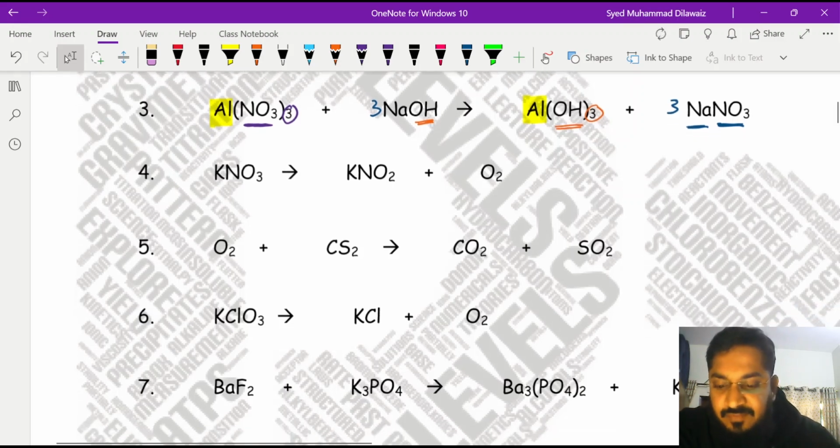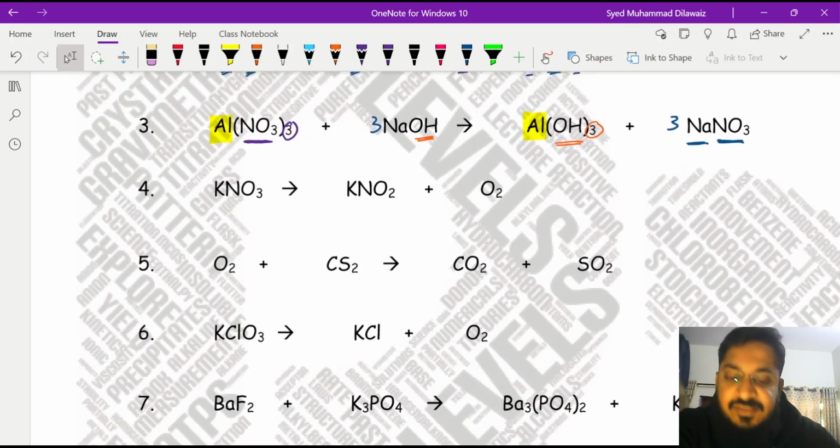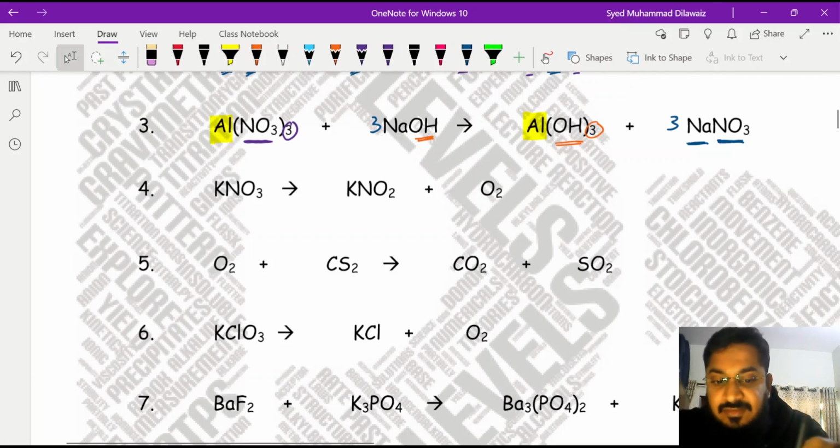At the same time, if you can just check out equation number 4, that is KNO3 forming KNO2 and O2. It's not about ion exchange. It's about the decomposition reaction or a formation reaction or something else can be. So what we can do is balance the odd numbers first, or convert them into the even ones.